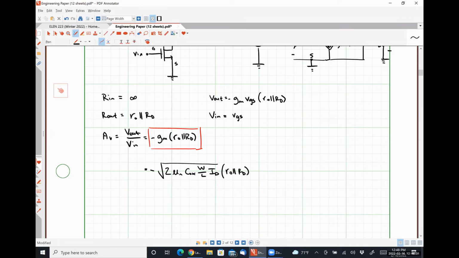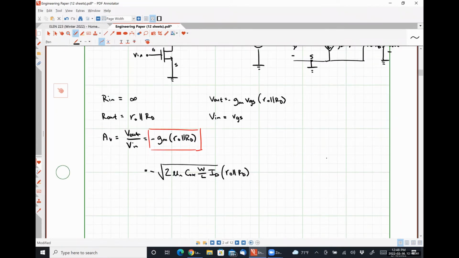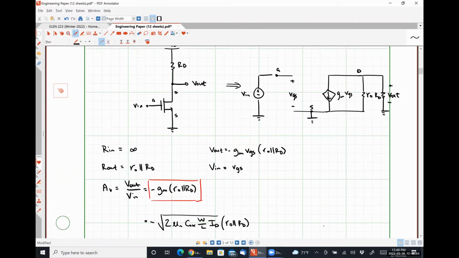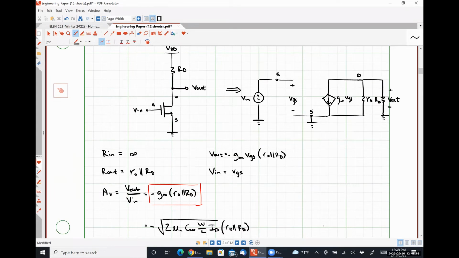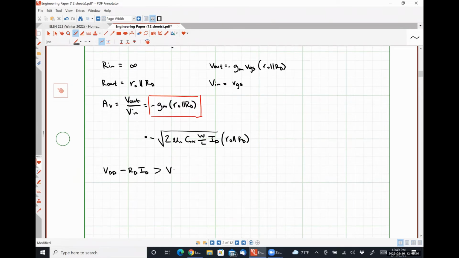Okay. So for this circuit to remain in saturation, looking at it, we can see that VDD minus RD ID, which is simply the voltage VDS, needs to be greater than the quantity VGS minus VTH.